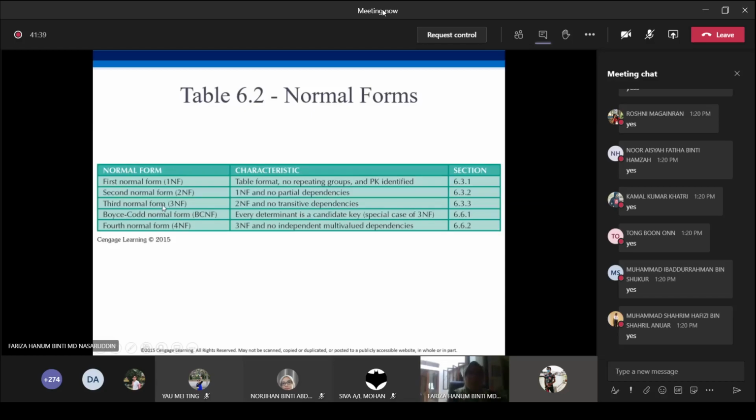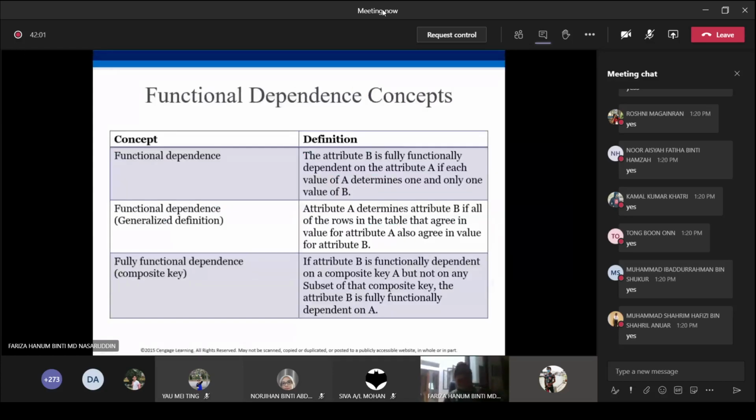Tables in the third normal form must already be in the second normal form, meaning that it has the identified primary key, it has no repeating group, it has no partial dependencies, and it has no transitive dependency. All right, I'm not going to talk about Boyce-Codd and fourth normal form. I'm just going to go through the first, second, and third only.